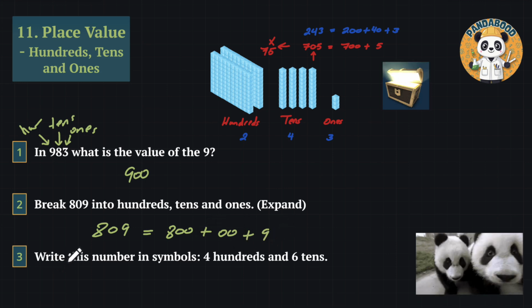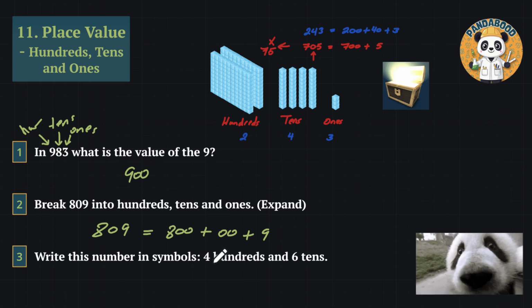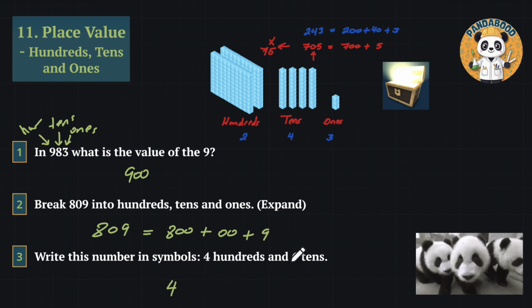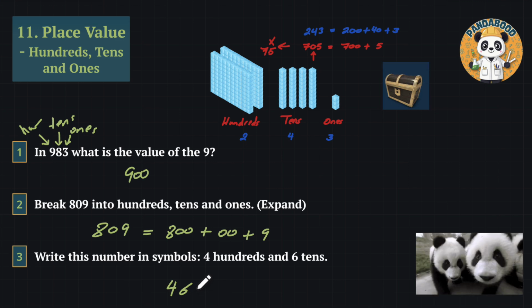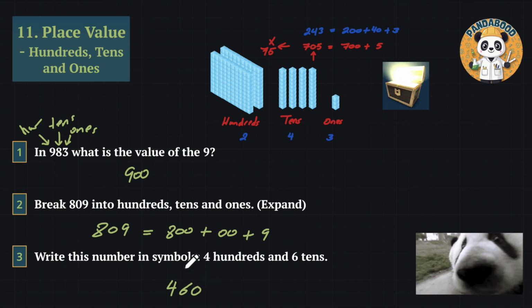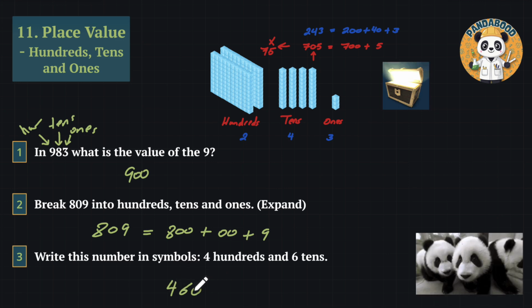Last example, write this number in symbols. So we have 4 in the hundreds, 6 in the tens, and since there is no ones, we're just going to place a 0. So our number is 460.